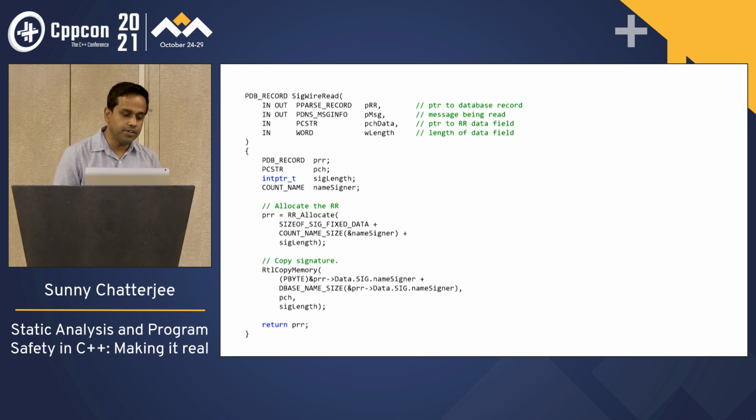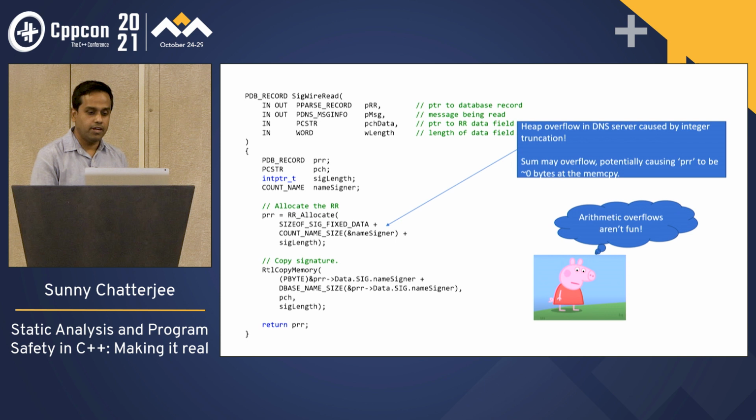What happens here is when we do the allocation and we are adding the three entities, the size of the fixed data, the count of the name of the signer, and the signature length, there is an arithmetic overflow that happens here, and we end up with a buffer of much smaller size. So when we are trying to mem copy, we actually are writing past the end of the buffer here. And this was a heap overflow in the DNS server, which was actually caused by integer truncation. The sum overflowed, causing our output record to be nearly 0 bytes during mem copy. So not all arithmetic overflows are the same. Some can cause pretty nasty security bugs out there in the field, and this is one such example.